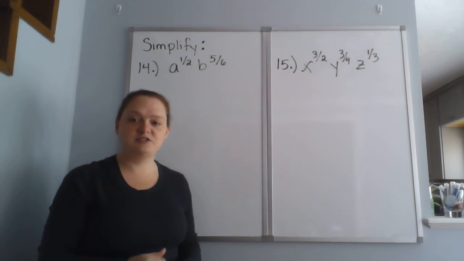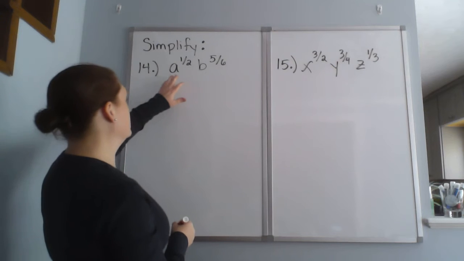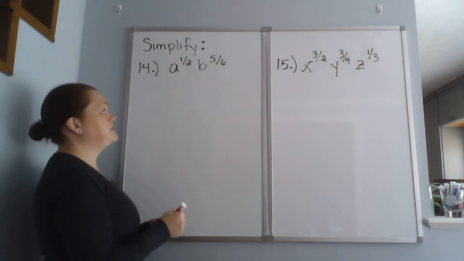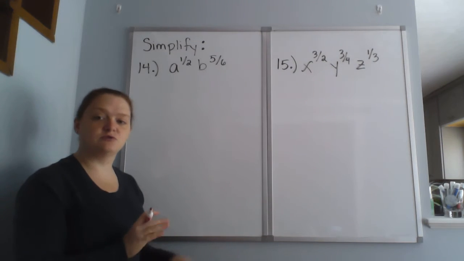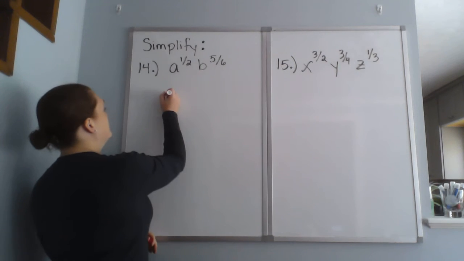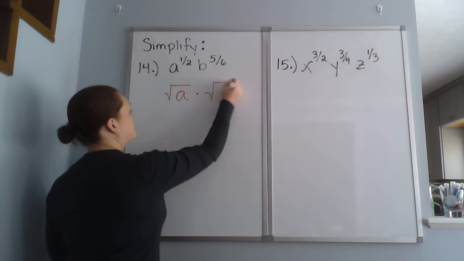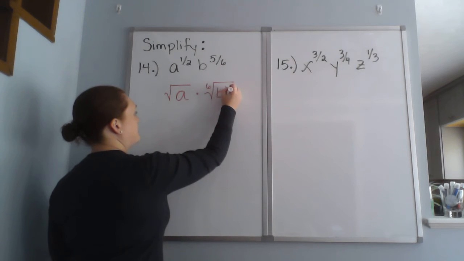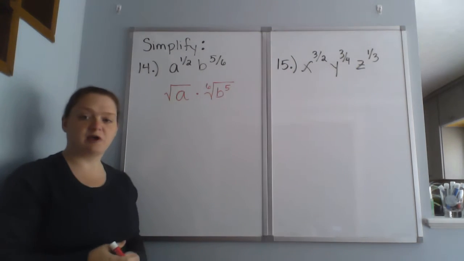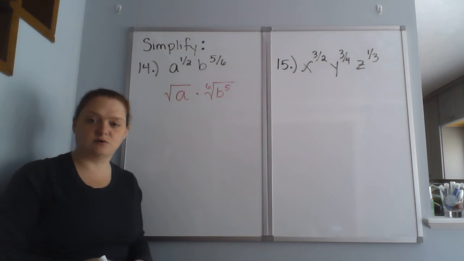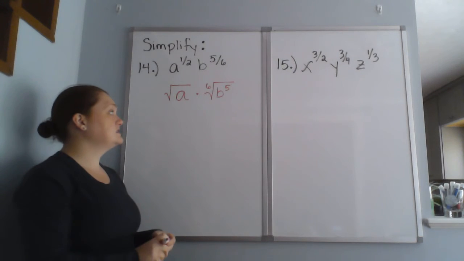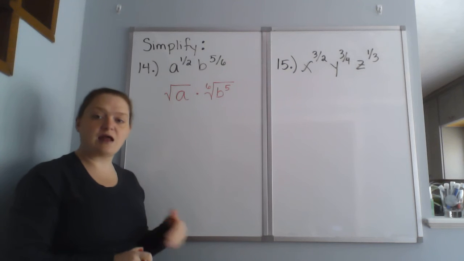All right, let's take a look at the next few examples first, simplifying with rational exponents. So in problem number 14, I have a to the 1/2 and b to the 5/6. Now, if I went into radical notation right away, this would be the square root of a times the 6th root of b to the 5th. And we talked about how when we're multiplying radicals, they have to have the same index in order to multiply them. So this is something that we couldn't do before that we can now go back and do.